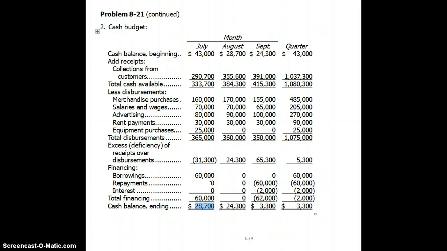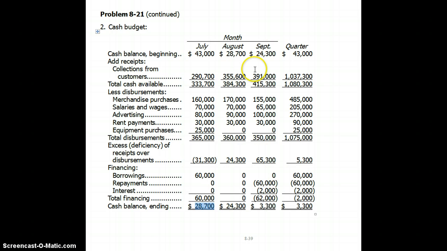We then list out our disbursements, where once again, the only real trick here is that the merchandise purchases is the actual merchandise purchased in July, paid for in August, for the amount of $170,000. So total disbursements $360,000, subtracted from our cash available of $384,300, gives us an excess of receipts over disbursements of $24,300. Giving us an ending cash balance of $24,300. That becomes the beginning balance in September.